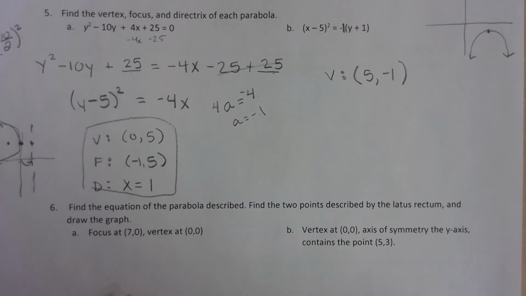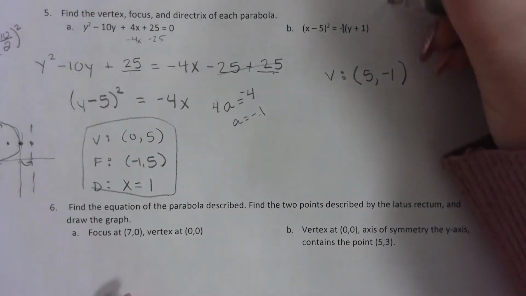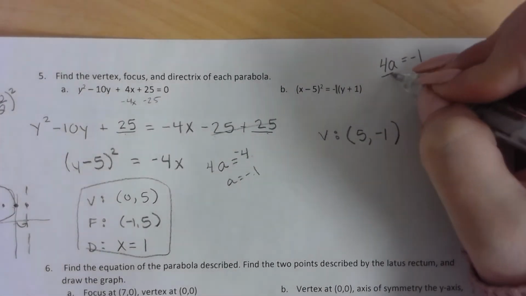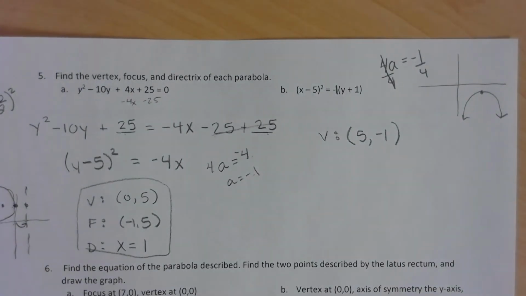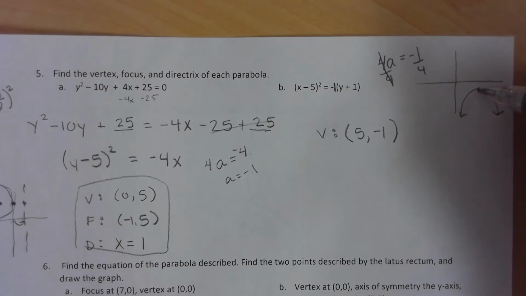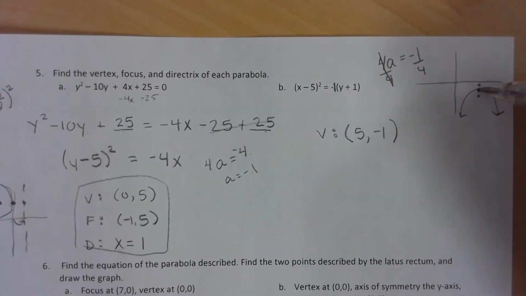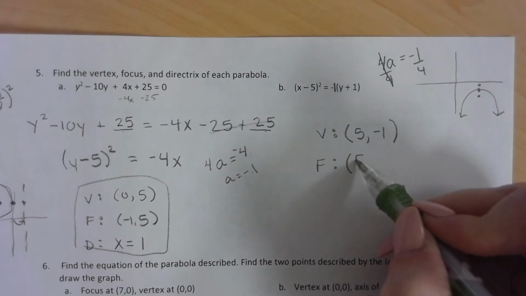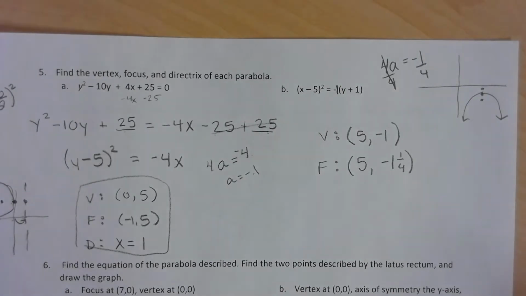So I need to make this in terms of 4 times what gives me negative 1. So 4 times what gives me negative 1? Well, that would make a negative 1/4. So I'm going to move negative 1/4 in each direction. So if I'm here, my x value didn't change, but I went down 1/4. So for my focus, my x value didn't change, but I went down a fourth.